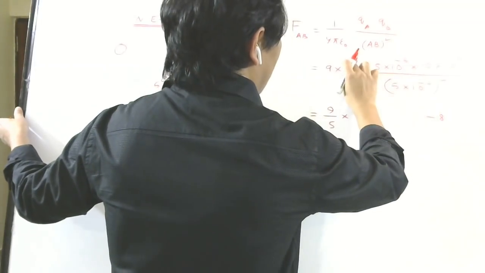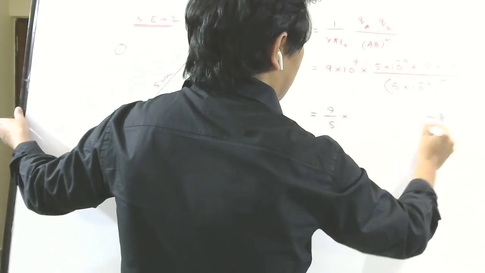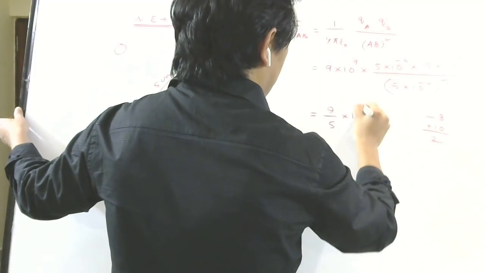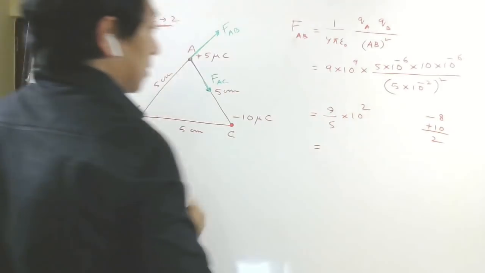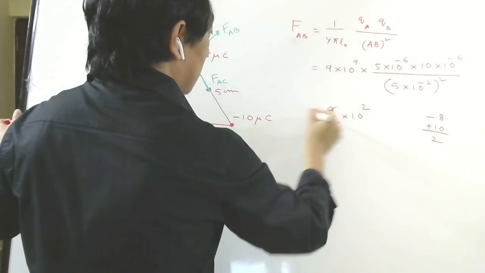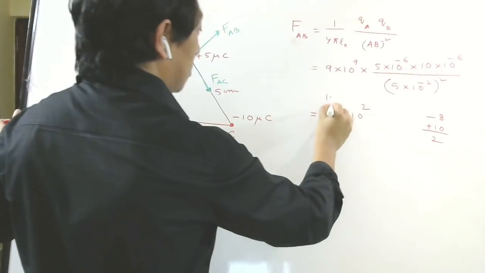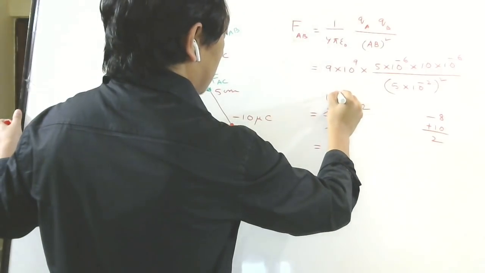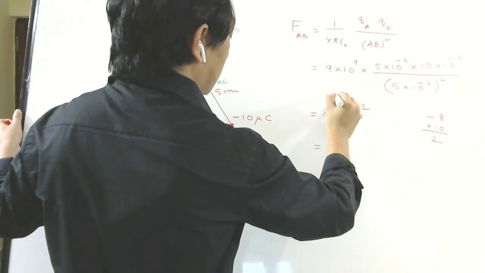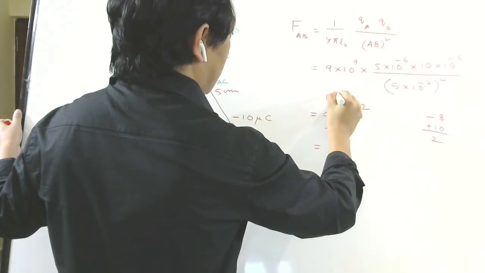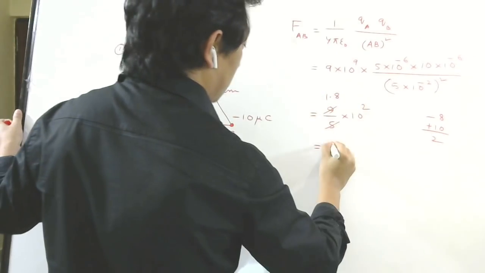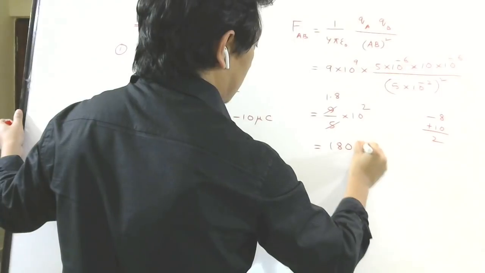Then this is 10 power 9. So power 10 minus 8 will be 2. So 10 power 2. And 9 by 5: 5 ones are 5, right? Then how much carry? 4. Yes or no? 5 ones are 5, then 4 carry. 4, 5 8s are 40. So this will be 180 Newton.